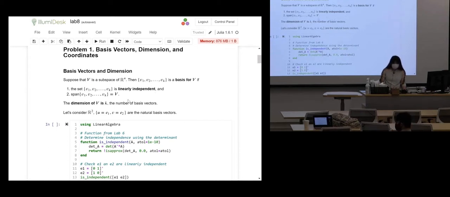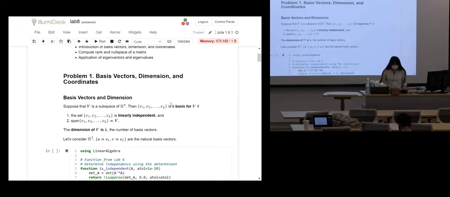The second one means any vector in this subspace V can be expressed as a linear combination of those basis vectors. So we call k the dimension of this subspace V. It is also the number of the basis vectors in this set. So we can show an example of the two-dimensional real space.